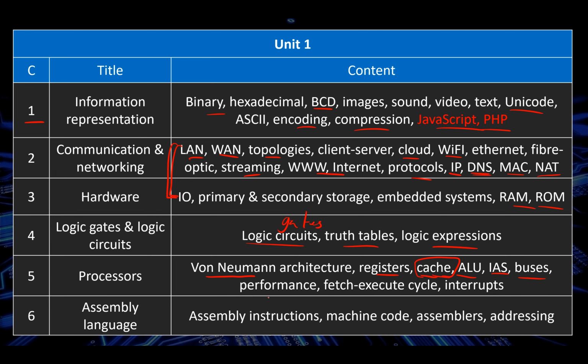Right, then we'll look at the performance of the CPU and how we can improve this. For example, by adding more cores, increasing the amount of cache, and increasing the clock rate, or the clock speed. Then we'll look at how instructions are executed using the fetch-decode-execute cycle. And we'll look at interrupts.